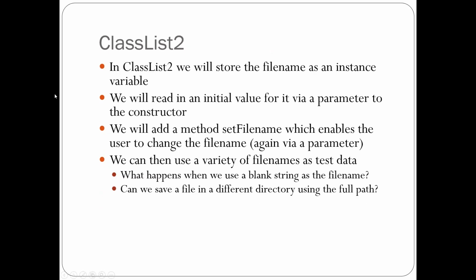So what we're going to do, in class list 2, is not have a static file name. I mean, realistically, if you're thinking forward to the assignment, you're going to have a fixed file name anyway. But for testing purposes, we're going to set up a parameter to the constructor which will allow us to set the file name up and store it in a variable. But what we're going to do is set up some situations.